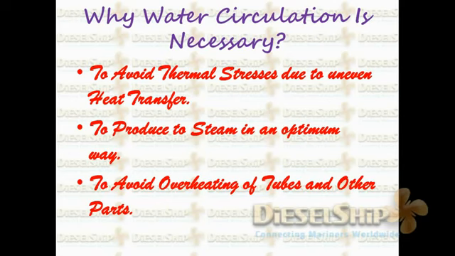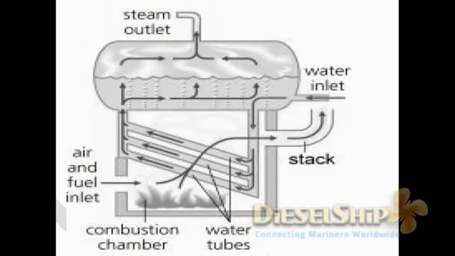Why is it necessary for the water inside the boiler to circulate? It's very simple. If the water is stagnant, there will be uneven thermal stresses. What I mean is, one part of the water will be heated and the other part will still remain as water, and the steam and water mixture will not allow steam formation in a proper way, thus increased fuel consumption and overheating of tubes. Let's now see a simple boiler design.